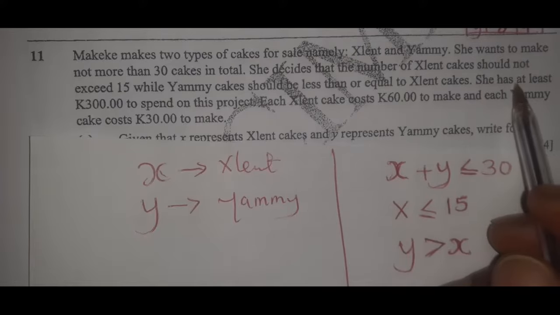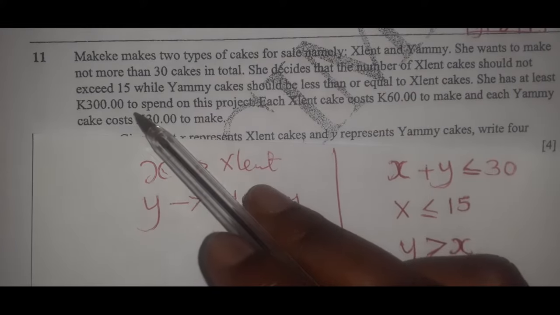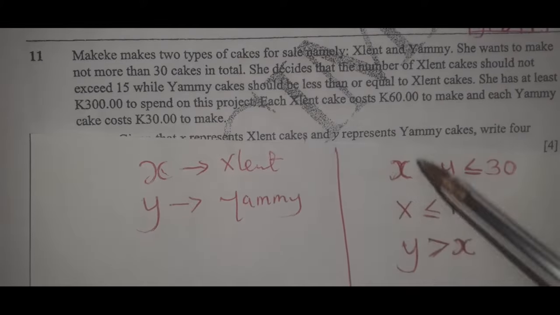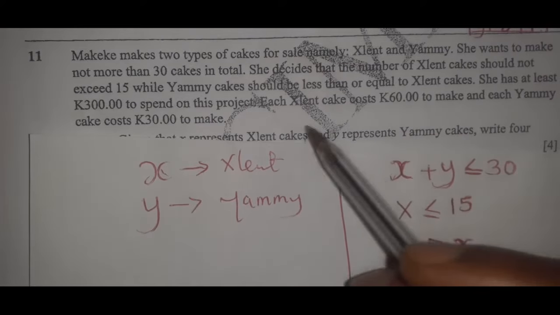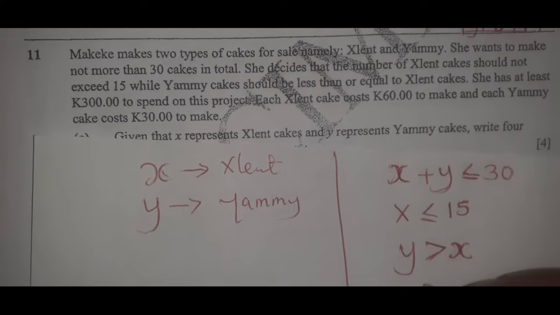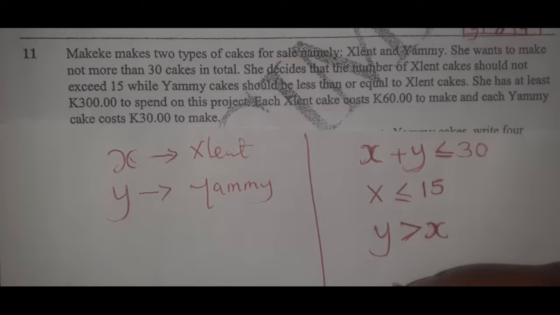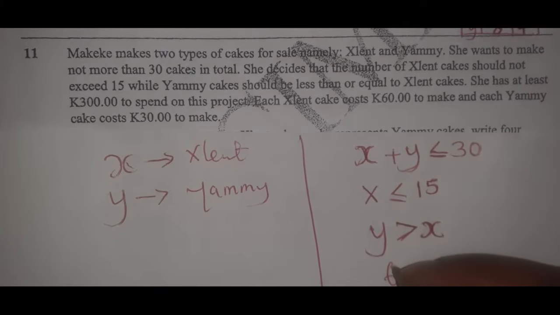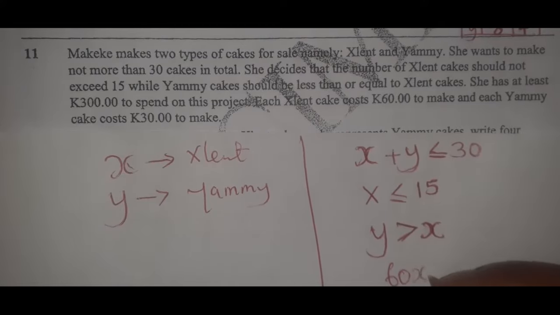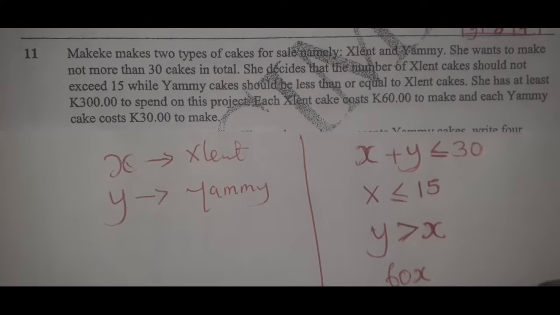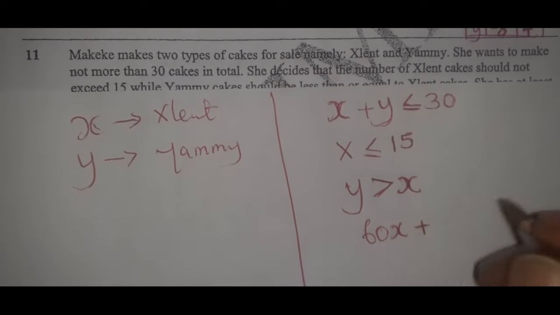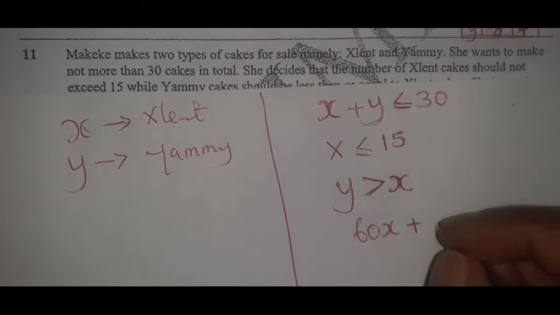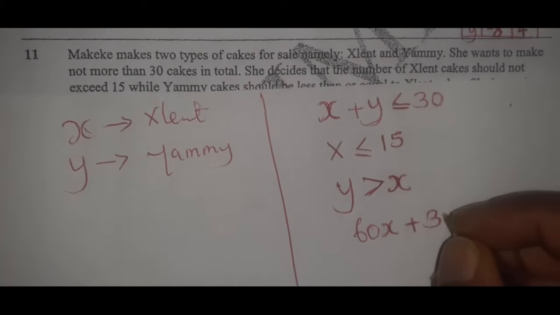And then she has at least 300 to spend on this project. Then she has the total amount to spend, 300 kwacha, on this project. Then each excellent cake costs how much? 60. Each excellent cake costs 60. Then each yummy costs 30.